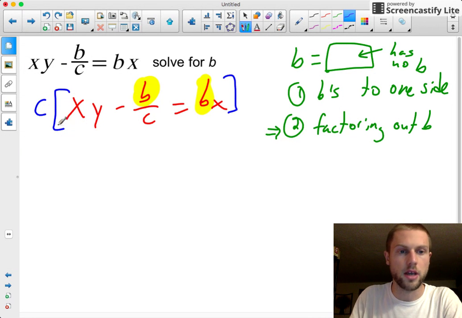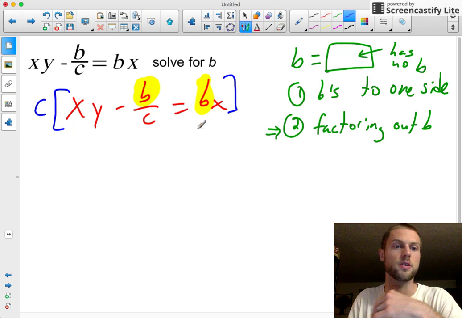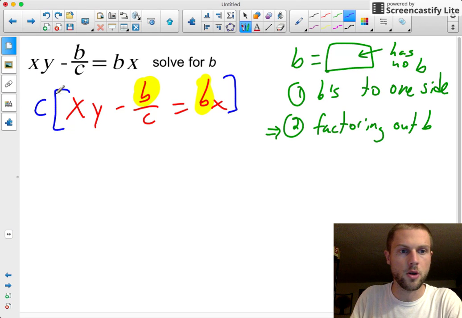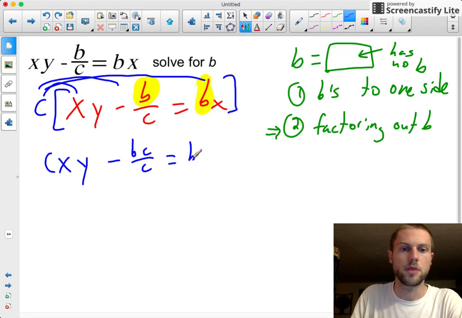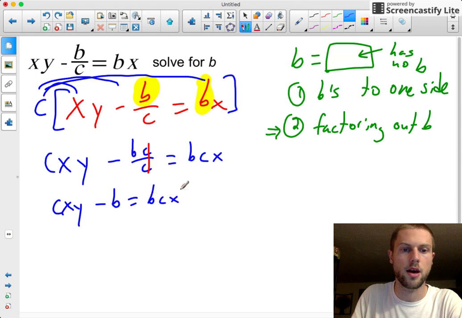Now this is legal because as long as I'm multiplying everything by c, everything stays proportional, everything stays equivalent. So I'm going to have to distribute that c to every single term. Every term needs to get multiplied by c, not just this one, but everything. So I'm going to have cxy minus, and this is bc over c, equals bcx. Now what's convenient about this is that these c's cancel, so let's write that one more time. I've got cxy minus b equals bcx.